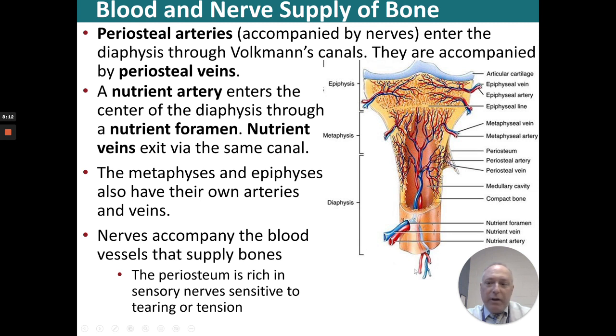So then there's a larger nutrient artery that enters through the diaphysis through what's called the nutrient foramen. And veins also run along this artery. So the metaphysis and the epiphysis, they both have their own arteries and veins. And the nerves that accompany them are sensory nerves, and they're sensitive to tearing and tension.